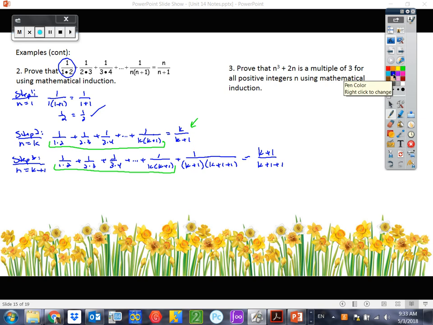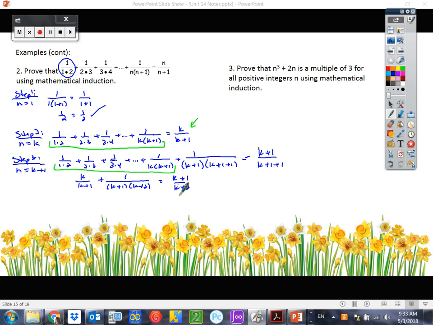Okay, so here's what we have. Then we have k over k plus 1 plus, oops, sorry, I'm just replacing that first little string of stuff, plus 1 over k plus 1 times k plus 2 equals k plus 1 over k plus 2.